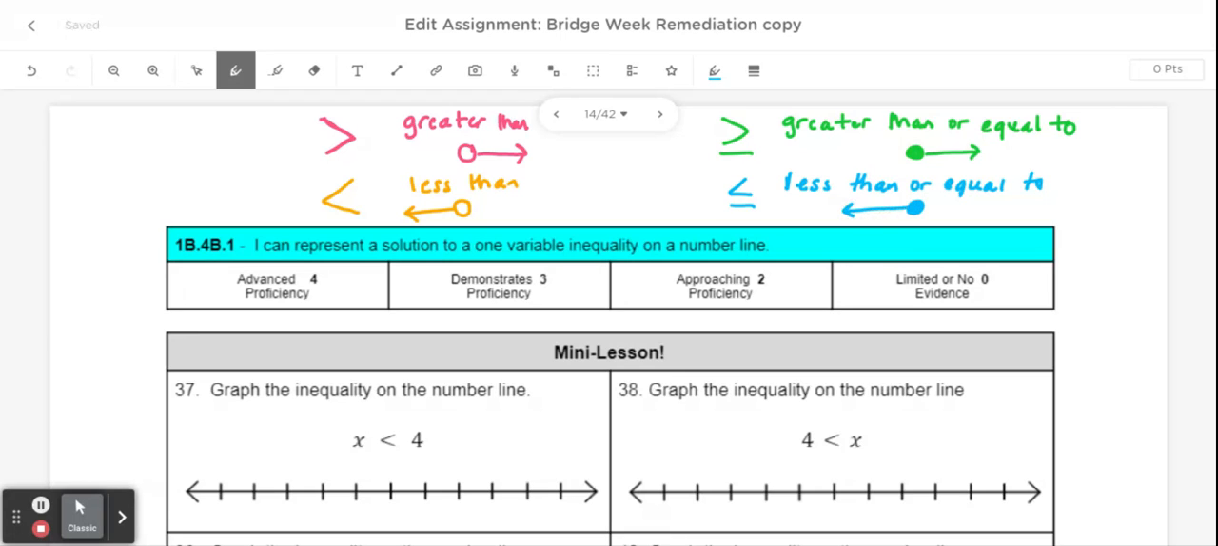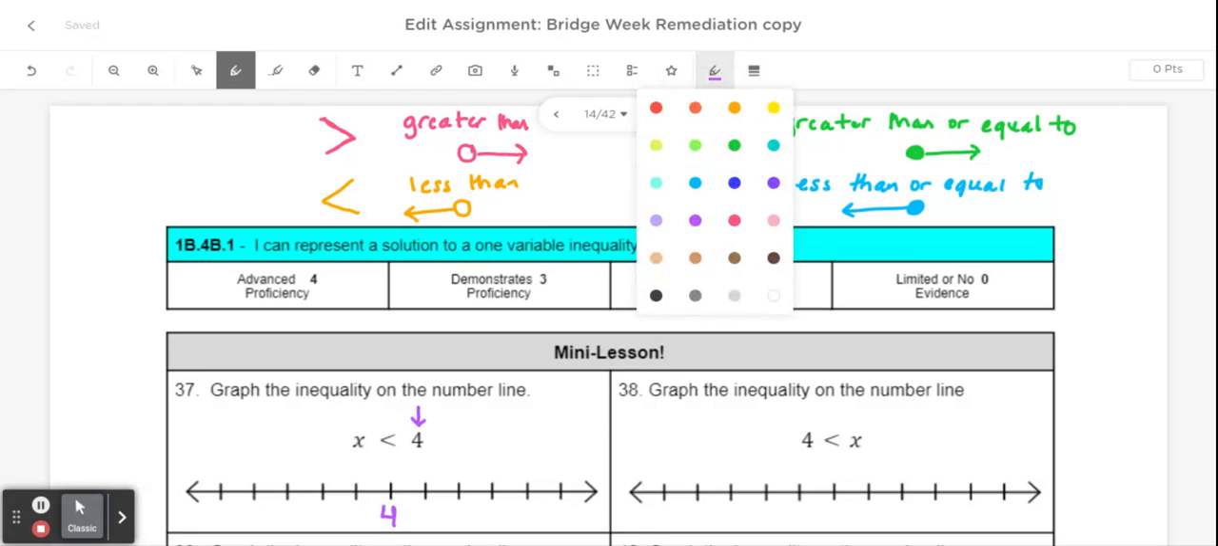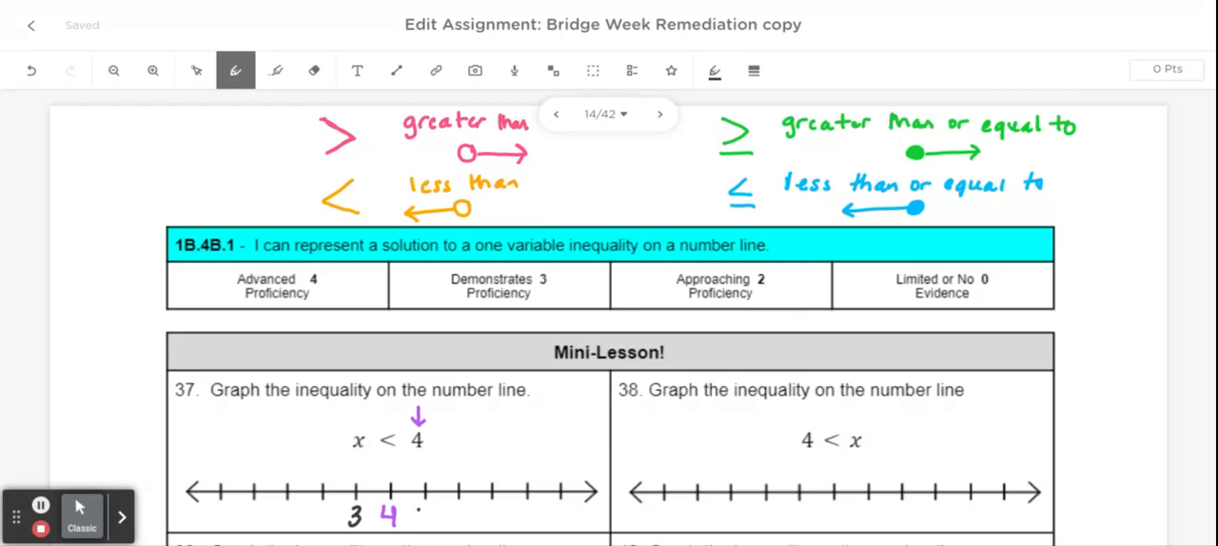So here are some example problems of how you might do this. If I wanted to show for problem 37 all of the numbers that are less than the number 4, the most important number on this graph is the number 4. So I would label the number 4, and then I would label one number that's lower and one number that's higher than the number 4.